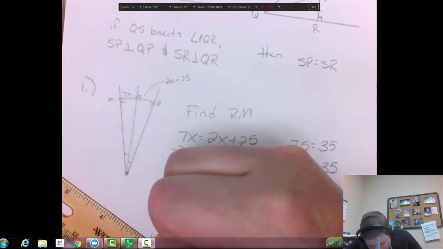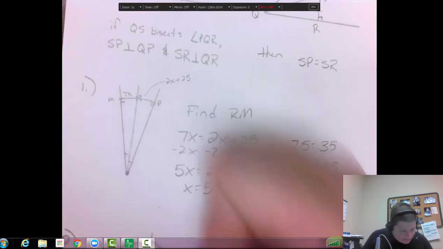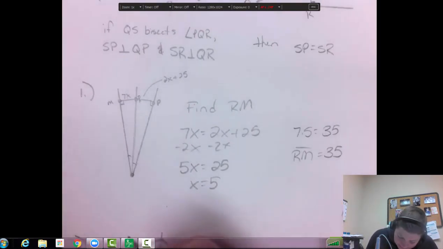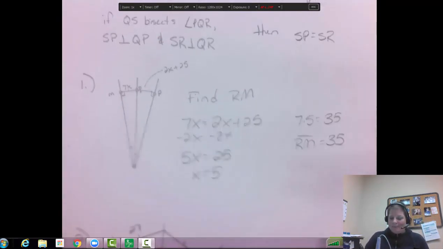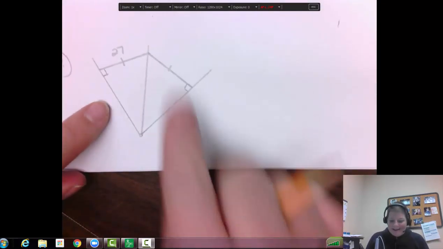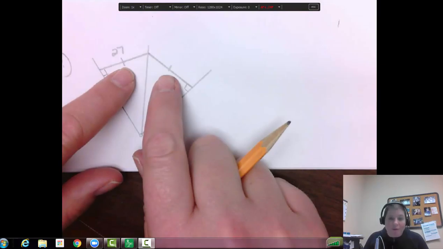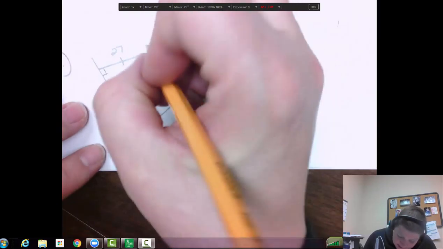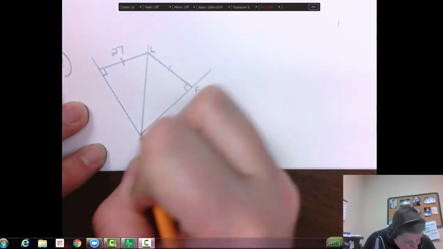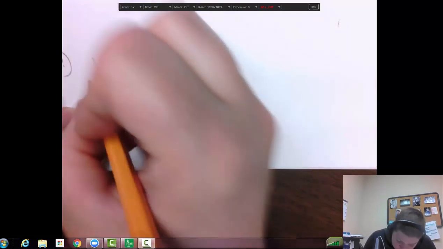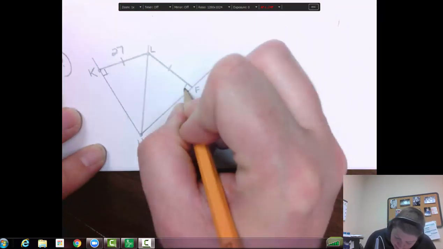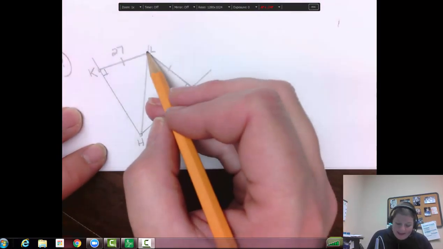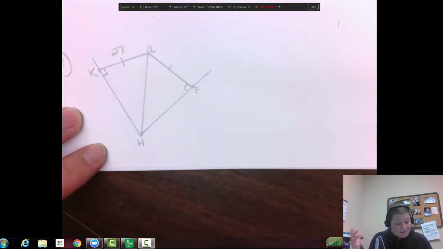Somewhat looks congruent? That's okay. So if we're told that these are congruent and this one's 27, could you easily find this one? Well, sure. So we'll say that this is L, F, H, K. So we can label things here. You could easily say LF is 27 because it says they're congruent, so that's easy to find.